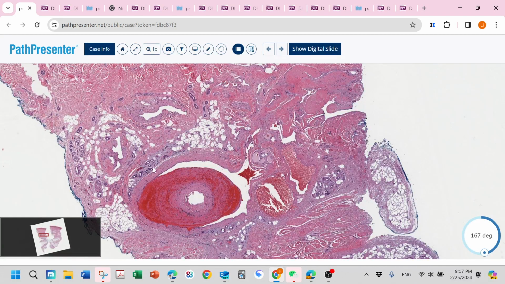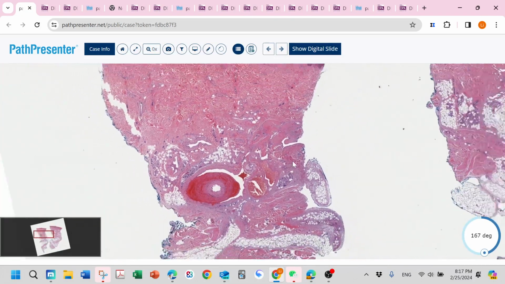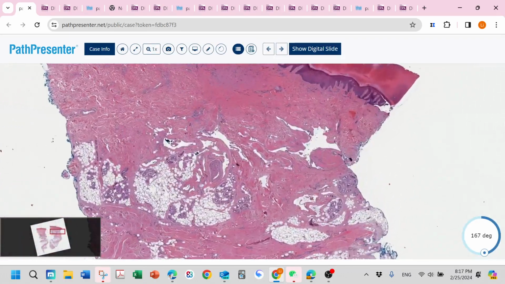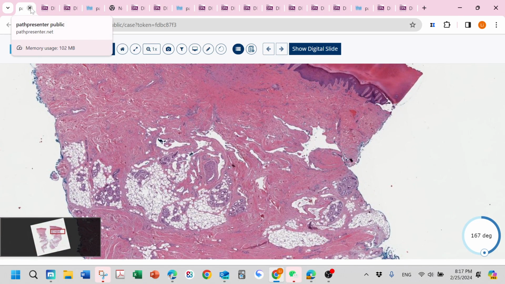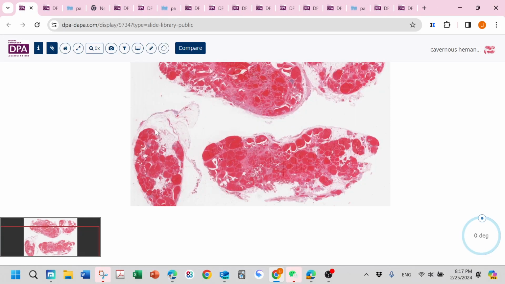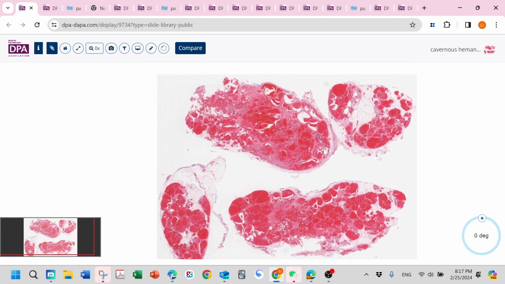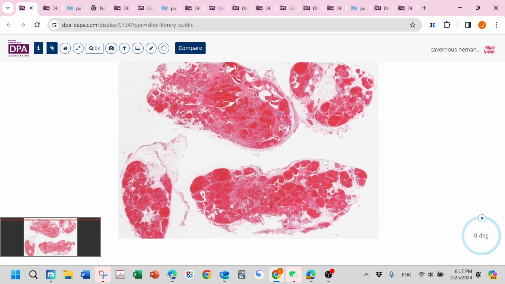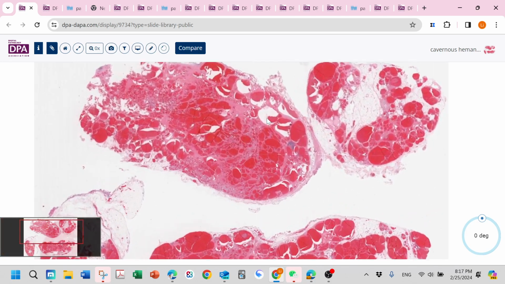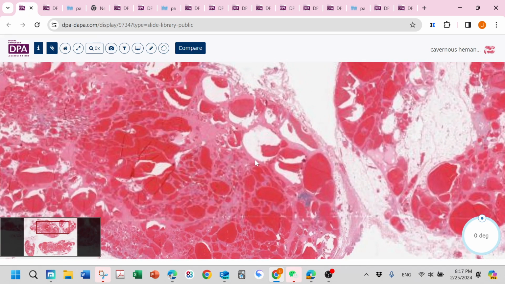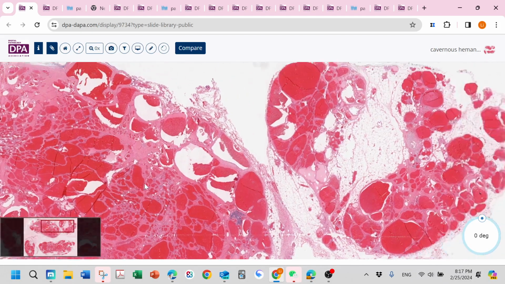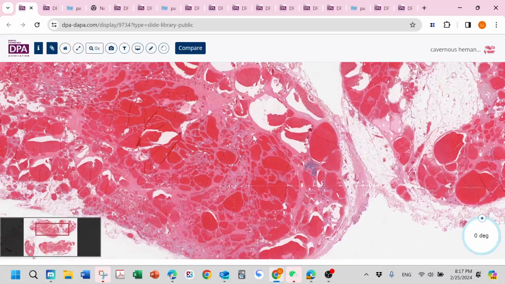You can see fat, subcutaneous fat, eccrine gland, and small vessels around. So this is cavernous hemangioma. This is another cavernous hemangioma. Even this one is a relatively big lesion. We can see tons of red blood cells inside these dilated vessels, and all these dilated vessels are trying to form this hemangioma, a tumor-like lesion, but totally benign.